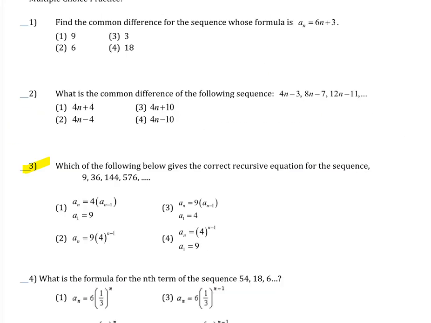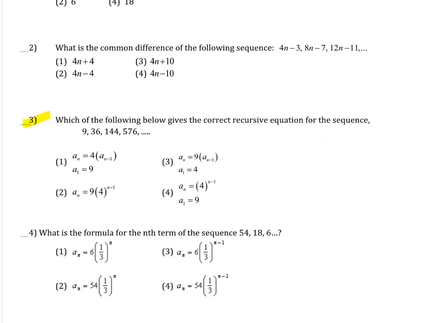Alright guys, so starting with some multiple choice practice. Starting with question 3, which of the following gives the correct recursive equation for the sequence? Remember that recursive is 2 parts, and this formula is never given to you on a reference sheet. So right there I can eliminate option 2 because that doesn't have 2 parts to it. I notice that it looks like I'm multiplying by 4 each time, so that tells me it's a geometric sequence. Since I'm multiplying by 4, that's my ratio.